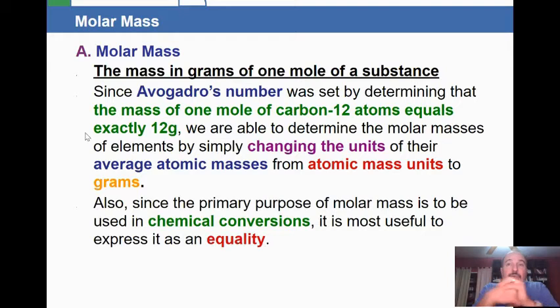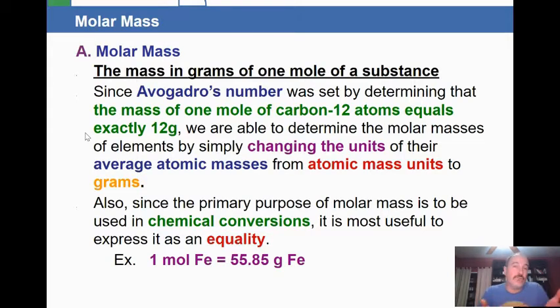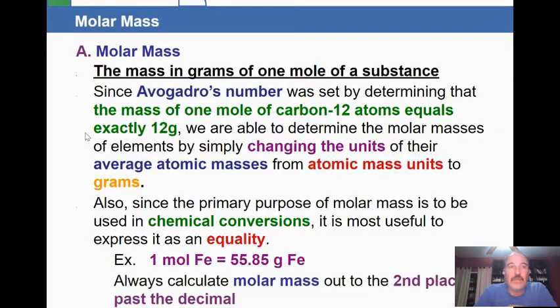Also, since the primary purpose of molar mass is to be used in chemical conversions, it is most useful to express it as an equality. Instead of using units of like grams per mole, I always want you to write molar mass like this. 1 mole of the substance is equal to whatever number of grams it is. In this case, 1 mole of iron is equal to 55.85 grams of iron. Now, you could write it the other way. You could write 55.85 grams of iron is equal to 1 mole of iron. It doesn't matter, as long as you always write it as an equality. All right? And don't forget to always calculate the molar mass out to the second place past the decimal.